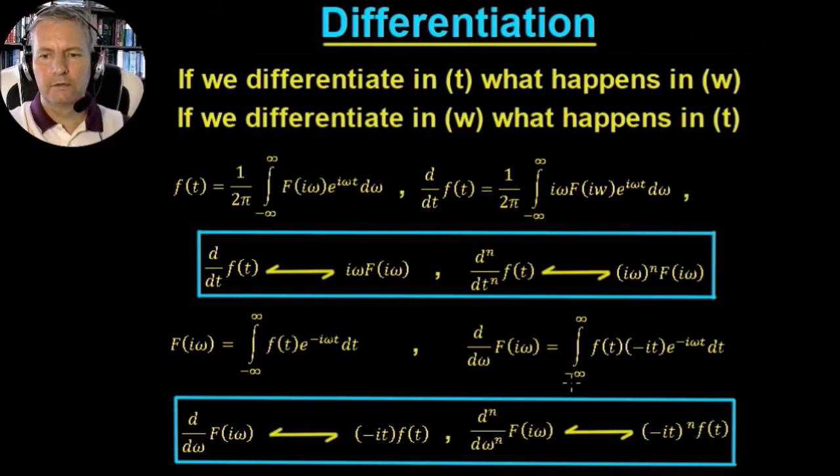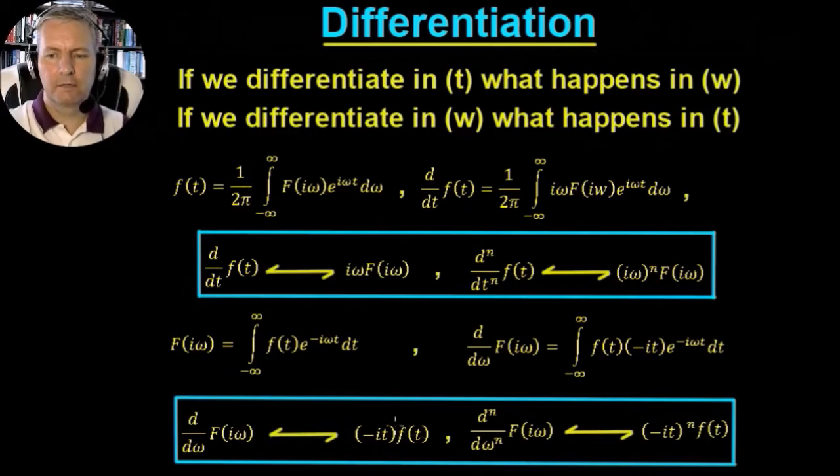So again, what we can say is that when we differentiate the function with respect to frequency, we're just going to be left with the minus it, and what's left over here is just the Fourier transform of the function, which gives us a function F of iω. So when we differentiate a function with respect to frequency in the frequency domain, in the time domain it's equivalent to having the original function multiplied by a factor of minus it.